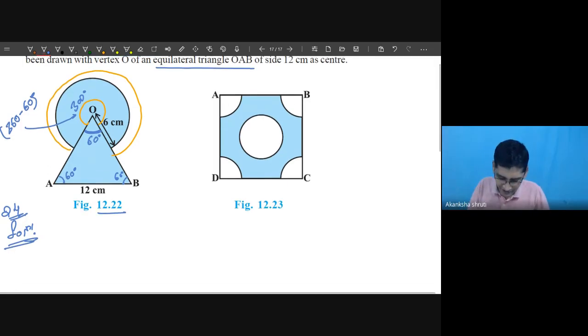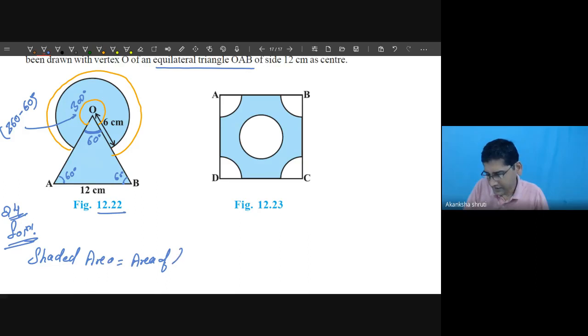So we have to write here, shaded area is equals to area of the sector with theta is equals to how much? 300 degree.